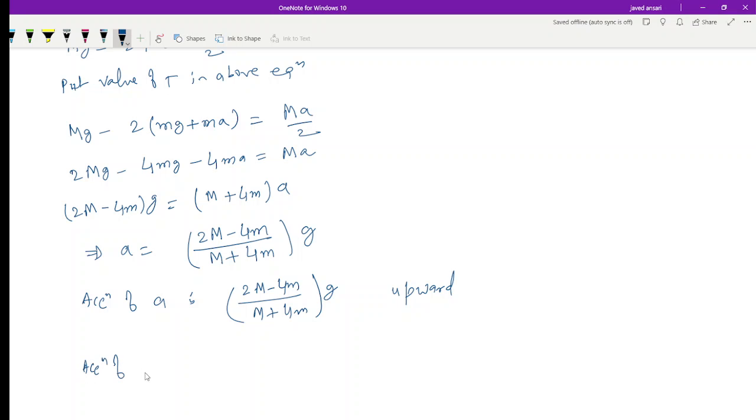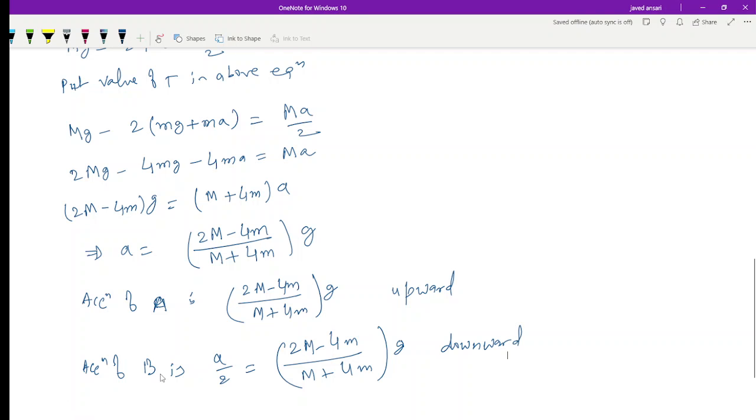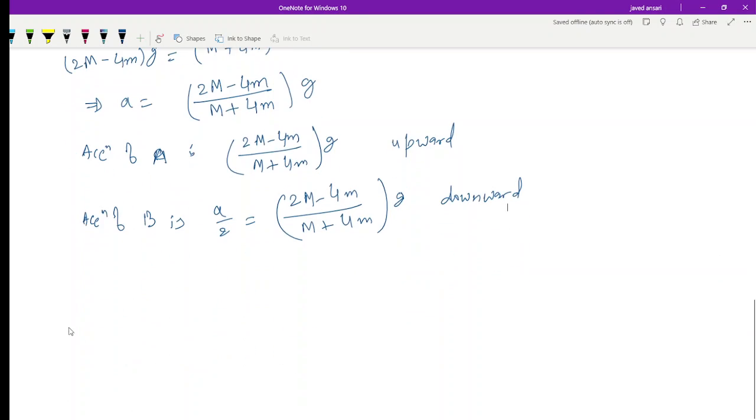But right now, in terms of small m and capital M, it will be upward. Similarly, acceleration of B is a by 2. It means (2M minus 4m) by (M plus 4m) times g downward, right? So these are the answers for now.